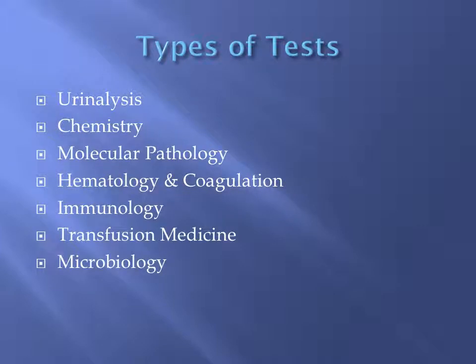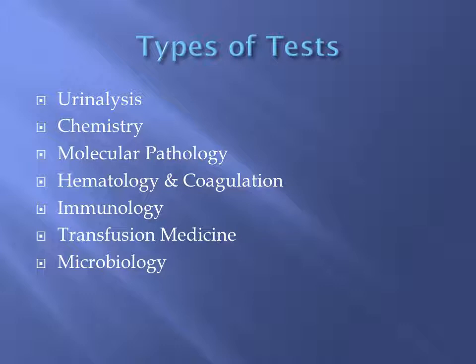There are also several different types of tests that will be performed in pathology and lab services. We have urinalysis, which is the examination of urine, typically by chemical or microscopic means. Chemistry is a test that measures chemical substances in a specimen. Molecular pathology describes tests to detect gene-specific abnormalities.